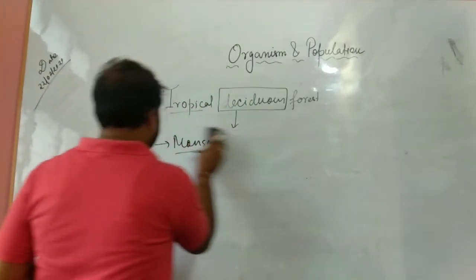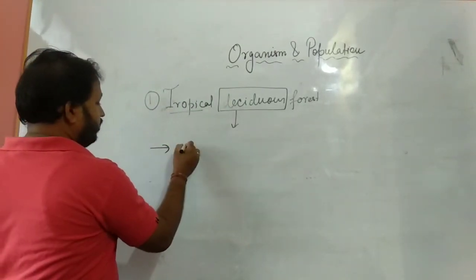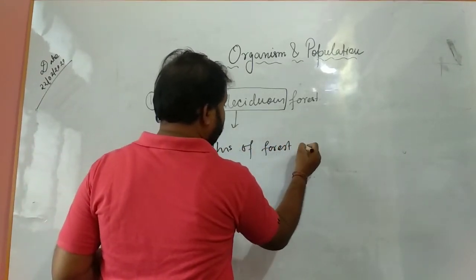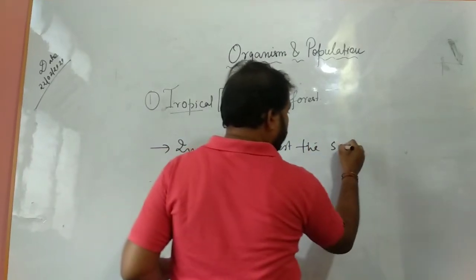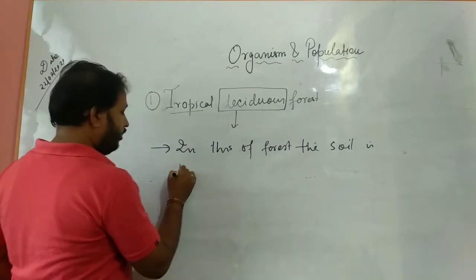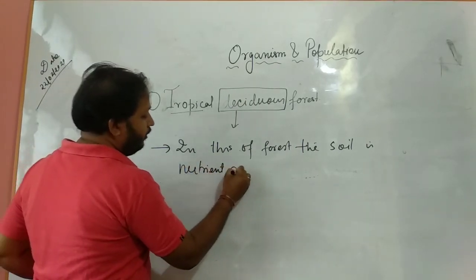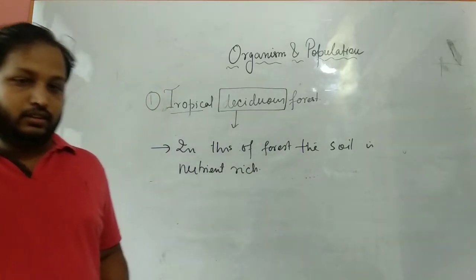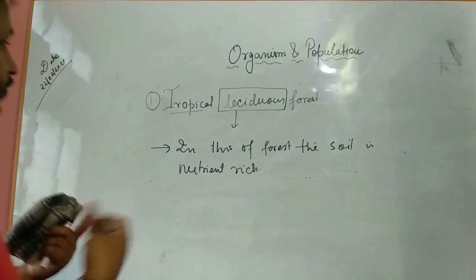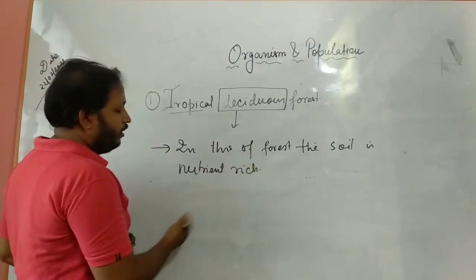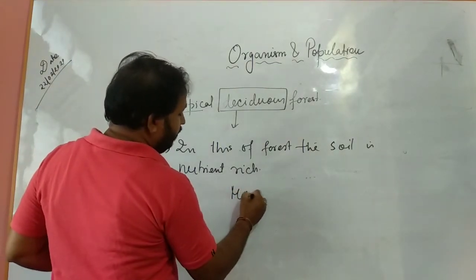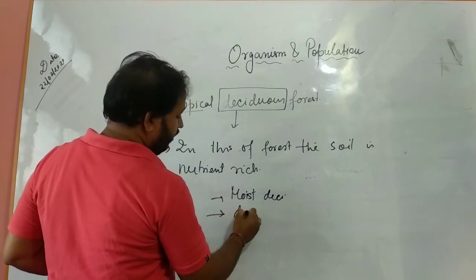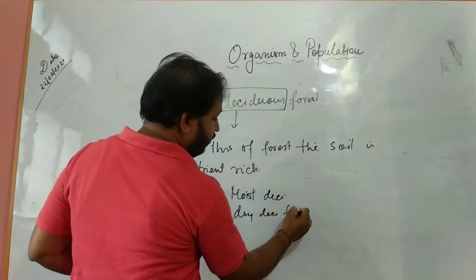So, one more important point is that in this kind of forest, the soil is nutrient rich. Okay. So again, there are different types of deciduous forest based on the availability of water. It is moist deciduous forest if maximum water is present, or dry deciduous forest if there is less availability of water.